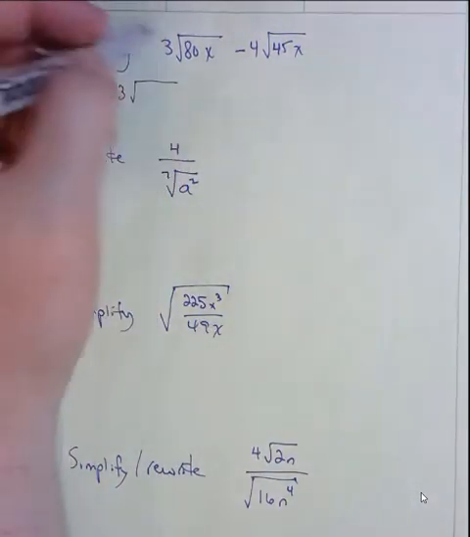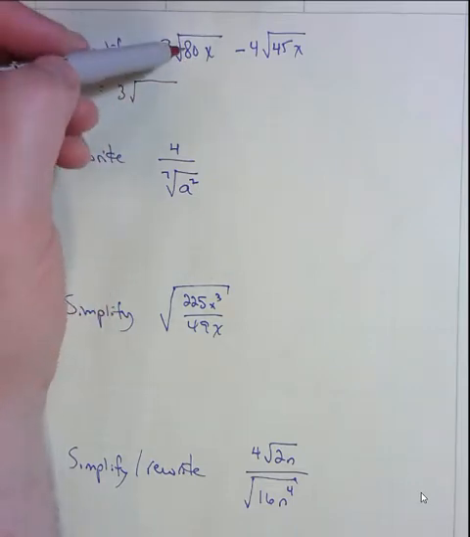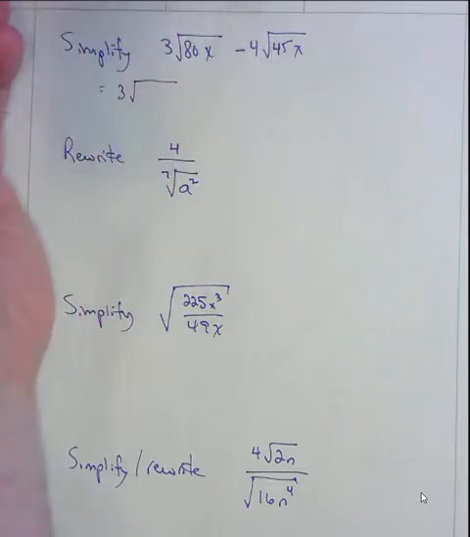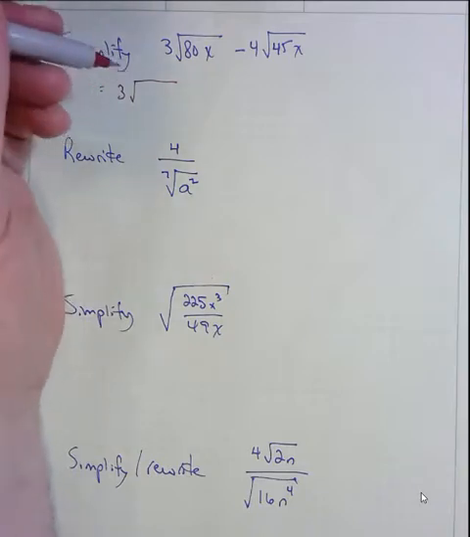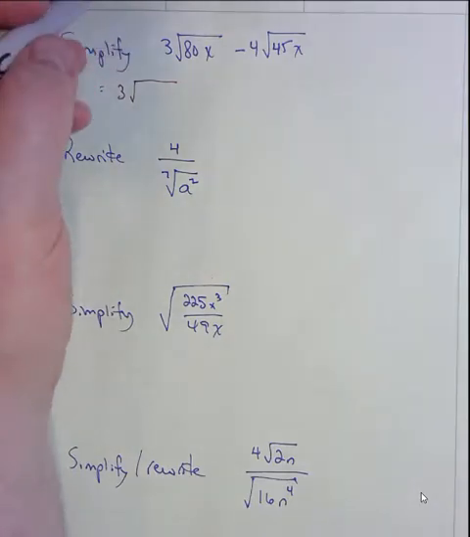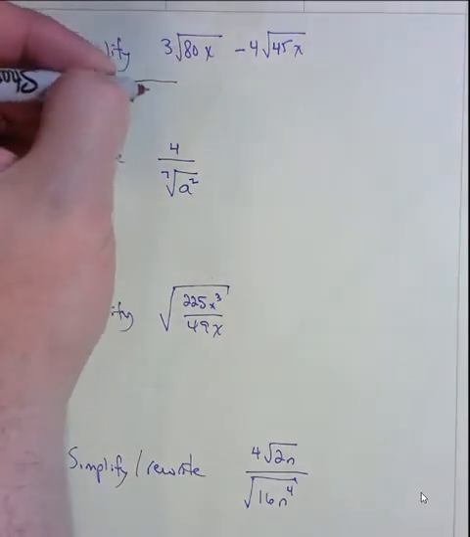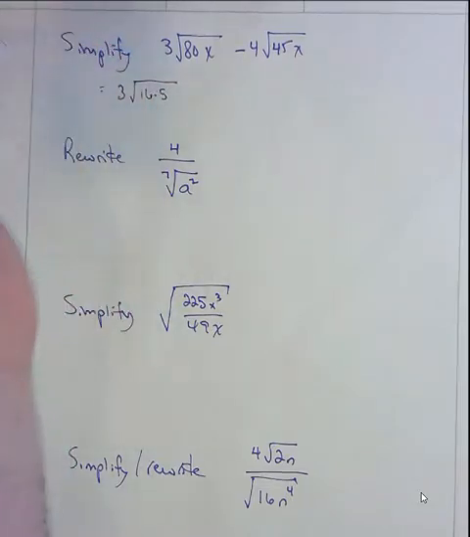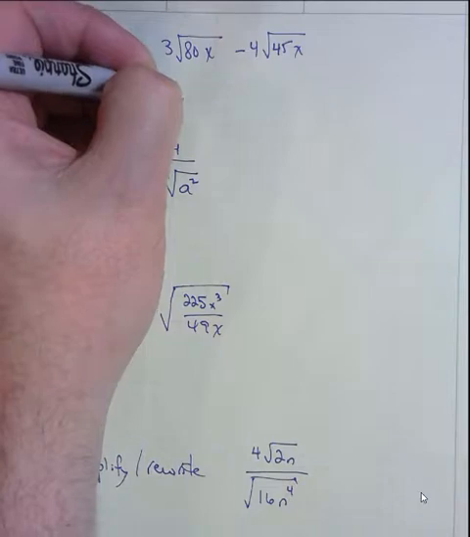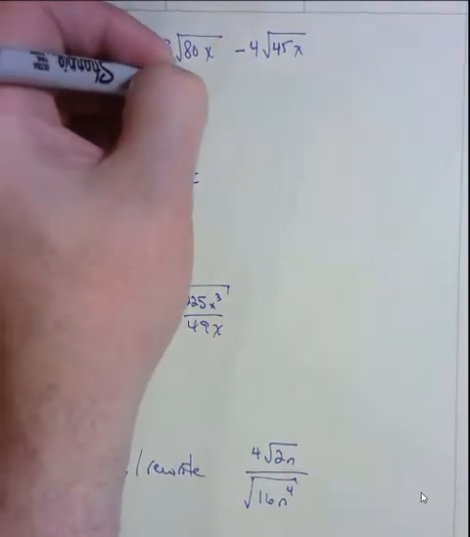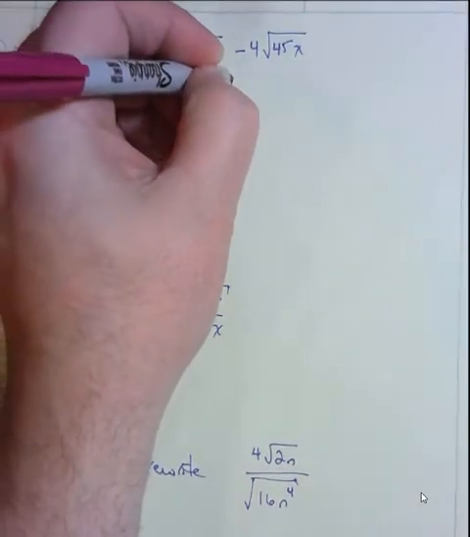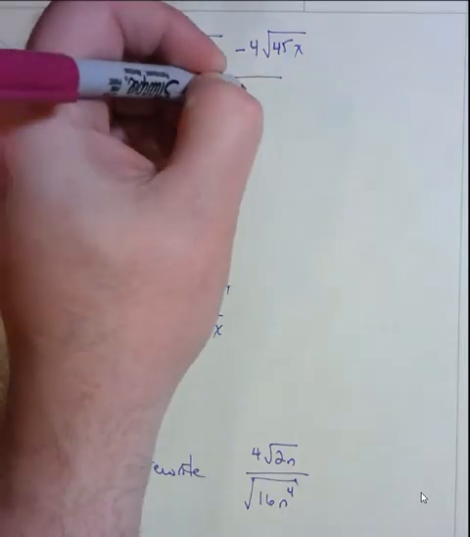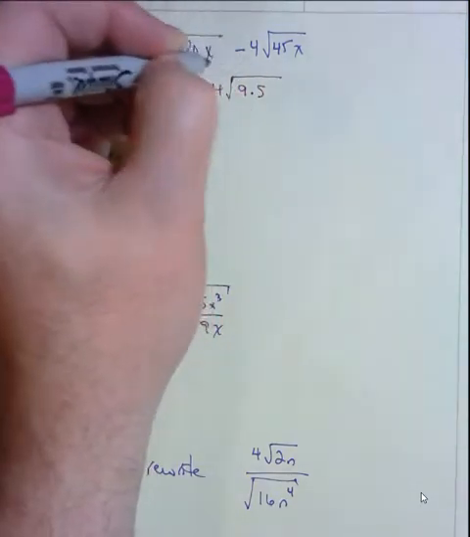I'm going to just take this 80x, and let's see, what might be a common factor between 80 and 45? 5. How about 5? So to get to 80, that's 16 times 5. Is that right? I believe so. And then over here, I'm going to leave everything alone, except I'm going to write 45 as 9 times 5.